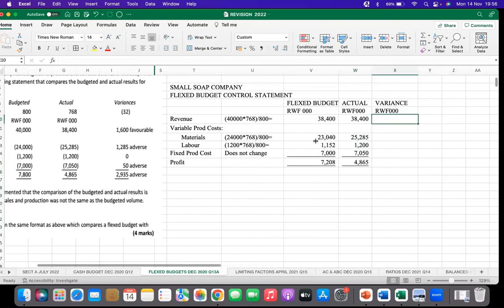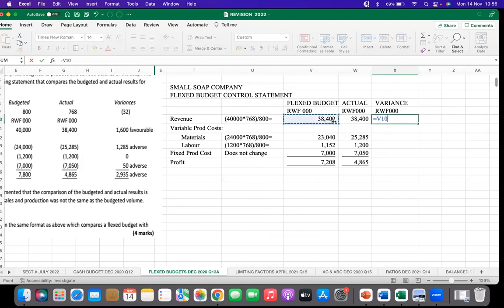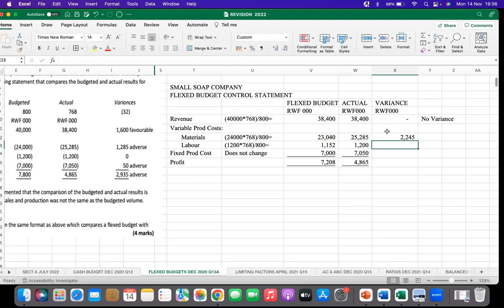So what is variance? Variance is the difference between the budget and actual. It is always advised to start with the bigger figure. We have zero, so there is no variance in sales. Next, these are now costs. We had budgeted a material cost of 23,040. We actually had more material cost, therefore we lost. It is adverse, because you had budgeted to spend 23,000 and you spent more. Let's look at labor cost. We had budgeted to spend 1,152.